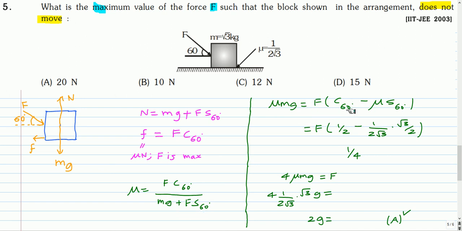So from this we get mu mg equal to F (cos 60 minus mu sin 60). We have to take this on the other side and bring F on one side. And cos 60 is half and sin 60 is root 3 by 2. So this whole thing is 1/4. So from this we get the applied force F as 4 times mu mg. And mu is given as 1 by 2 root 3, and the mass is root 3 kg. So putting all those things we get F as 2 into g, and g is 10. So the correct option is option E.